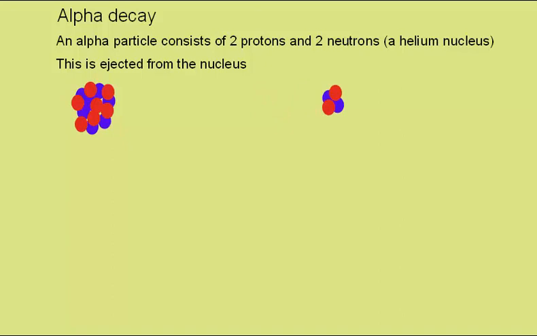We can represent this for an unknown element X with the symbols shown here. The unknown element X has proton number Z and nucleon number, i.e. protons and neutrons, A.